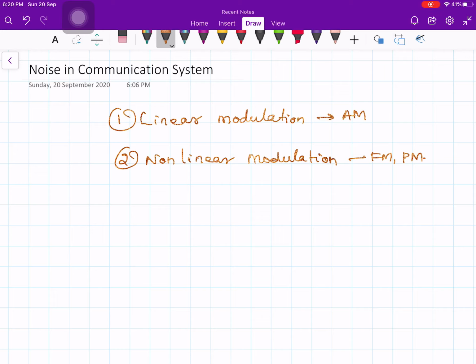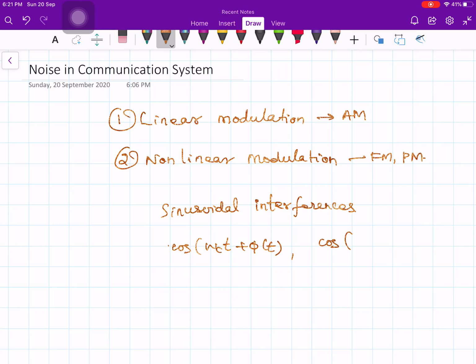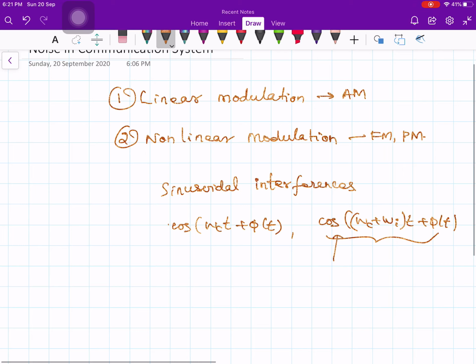We have also seen their important properties in the presence of sinusoidal interference, like a single tone interference. Like your received desired signal is cos of omega c t plus phi of t, but due to the interference you will receive cos of (omega c plus omega I) t plus phi of t. So this is my interference component, the sinusoidal interference component.